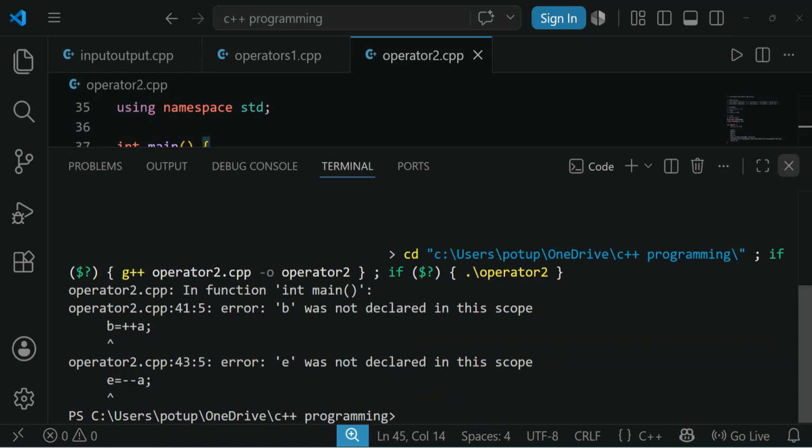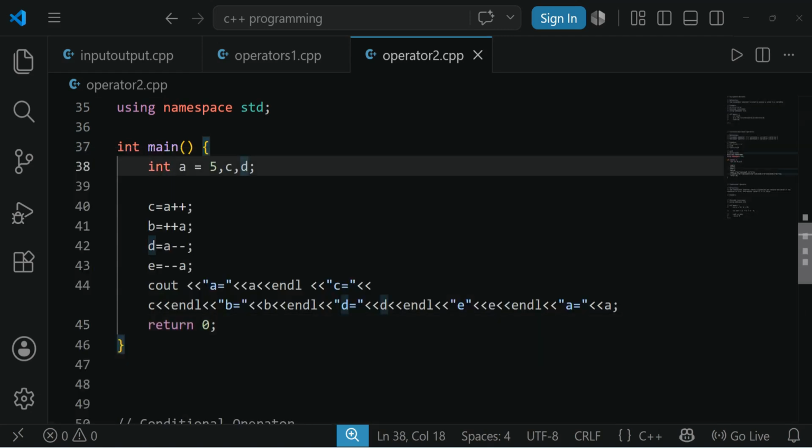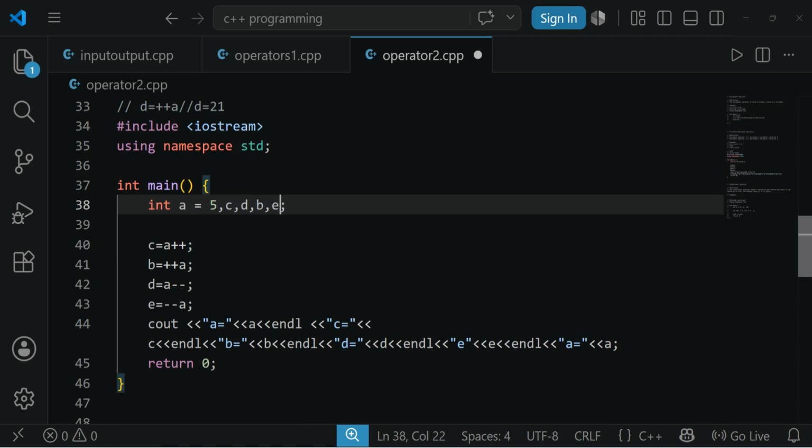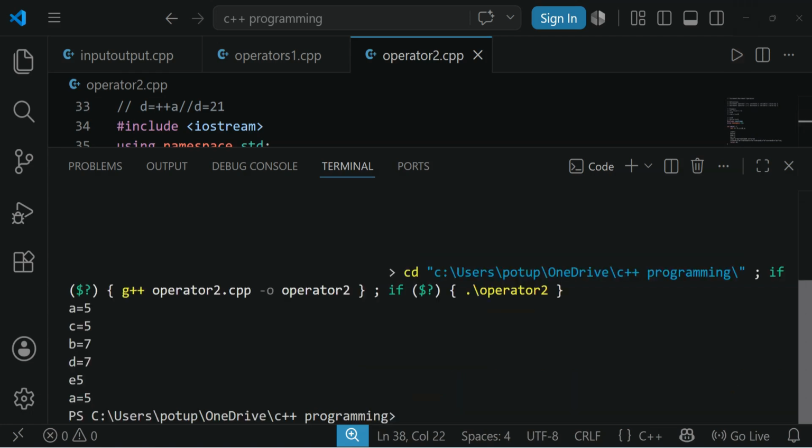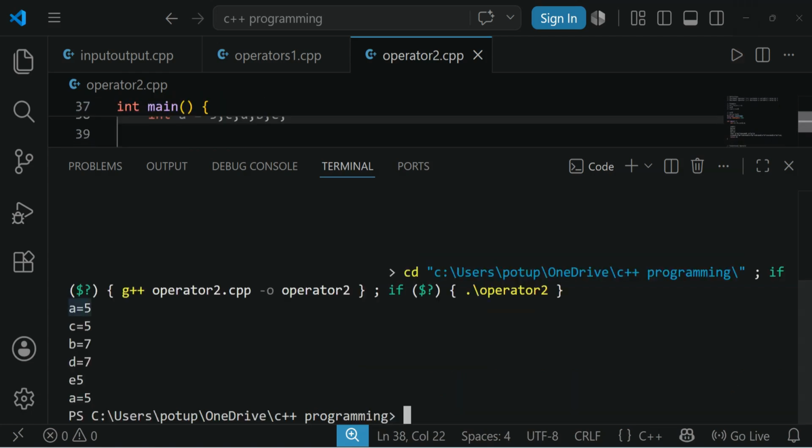What happened? Sorry, I have to declare b and e over here. b and e. Okay, now run the program. Here see, initially a is 5. After that, when c is equal to a++ we did, a has been incremented by 1, but the addition is done after the value is assigned to c. That's why c is equal to 5 is there. Before the increment is done, the c value has been assigned. Because of that, it is 5.